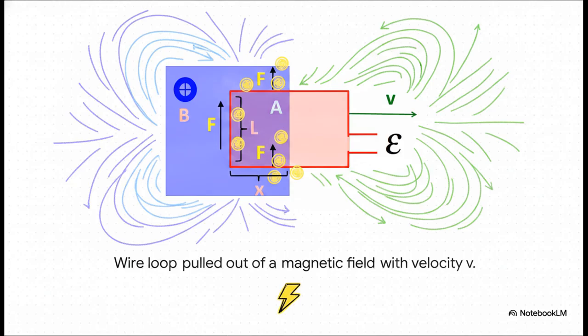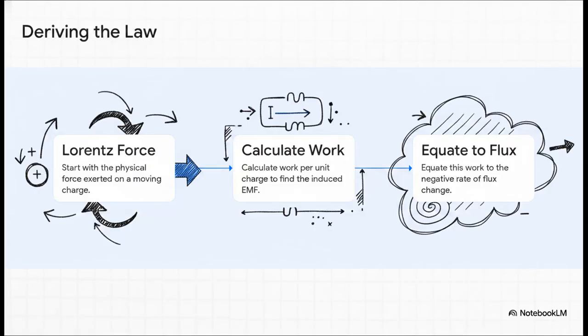As the loop gets yanked to the right, the charges inside that vertical wire segment on the left are physically moving through the magnetic field. This physical movement creates a force on those exact charges, which is what drives a current. This is a picture-perfect example of what we call motional EMF. And the math for this?